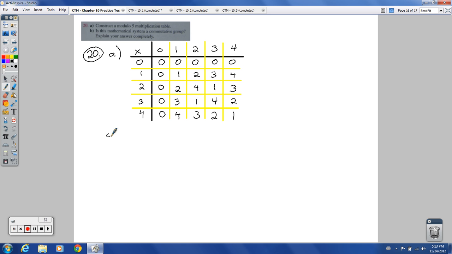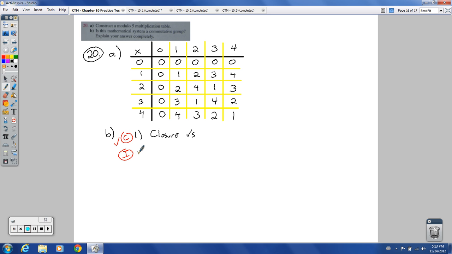So part B now, is it a commutative group? So we need to check those 5 things one more time. So let's check out first, is it closed? Everything that's in here is an element of what we started with. So we can say closure checks out. And I will put a C here next to that. Put a check by that.